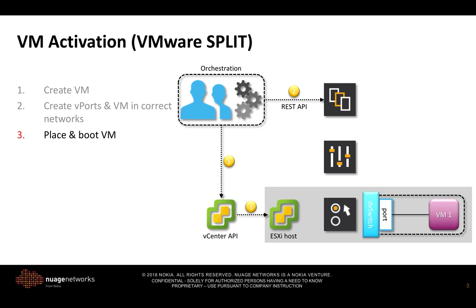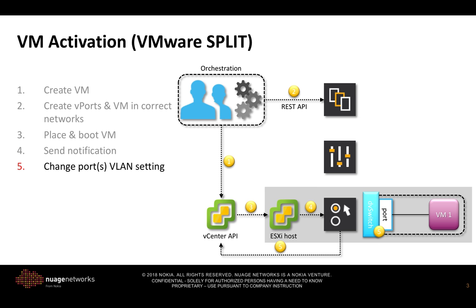Once the VM is created in vCenter, the vCenter will place the VM. This means that the vCenter will pick an ESXi host from its clusters and will spin up the VM on that host. It will also connect the VM to the right port in the DB switch. Once the VM is on the ESXi host, the ESXi host will inform the VRS that there is a new VM and will communicate the details. The VRS will change the VLAN settings of the DB switch port for that VM and will inform the VSC that there is a new VM and will transmit the VM UID and MAC.